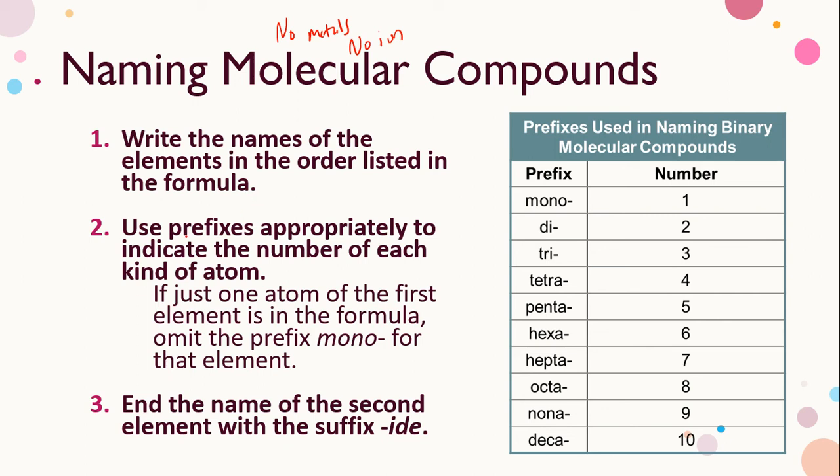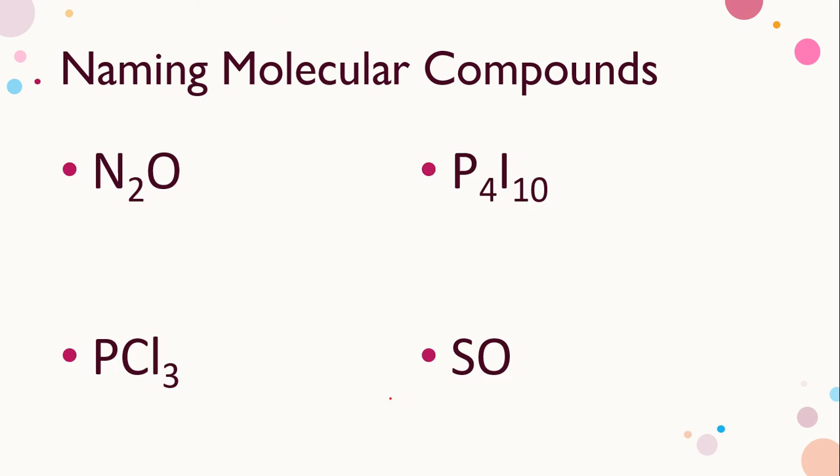And all we do is use prefixes to indicate the number of each atom. So if you have one of them, you write mono, two, di, tri, tetra, penta, hexa, hepta, octa, nona, deca. The only time you don't have to use a prefix is on the first one, you don't have to use mono. Now, in terms of naming the second element, we always change the ending to "ide." So let's do a couple examples.